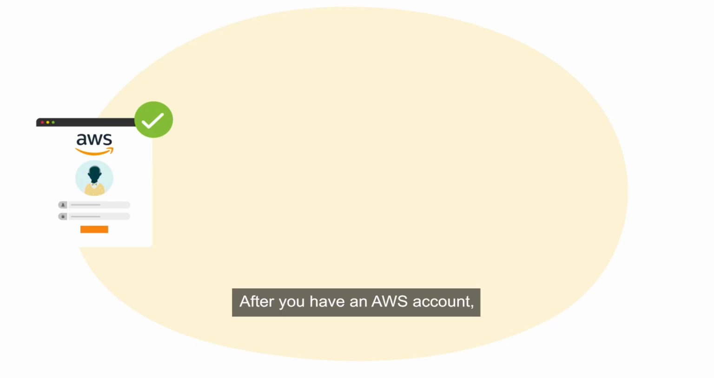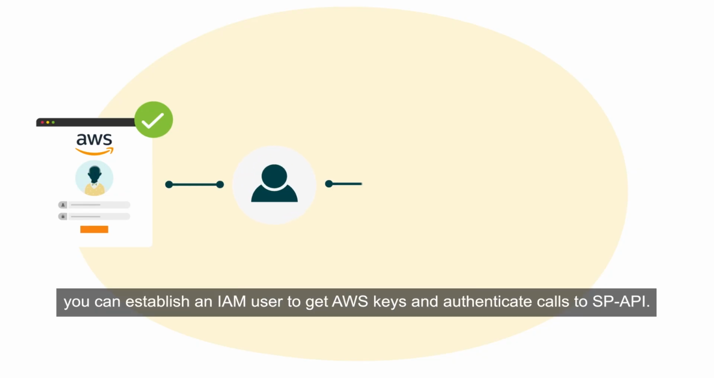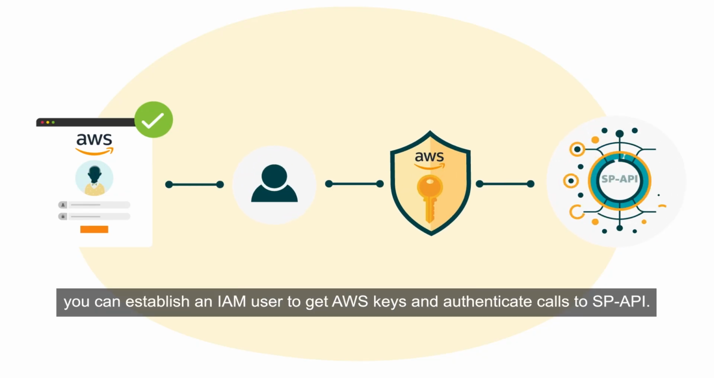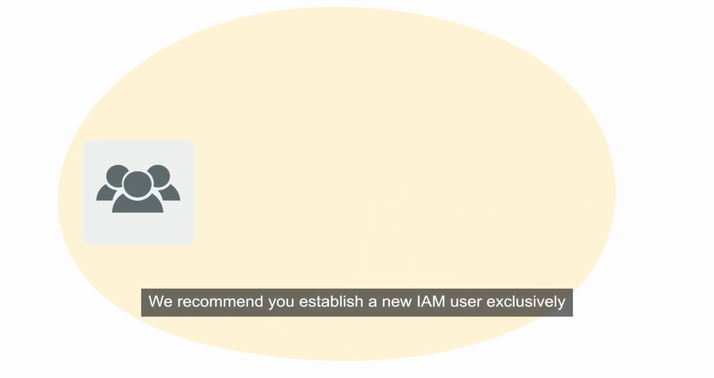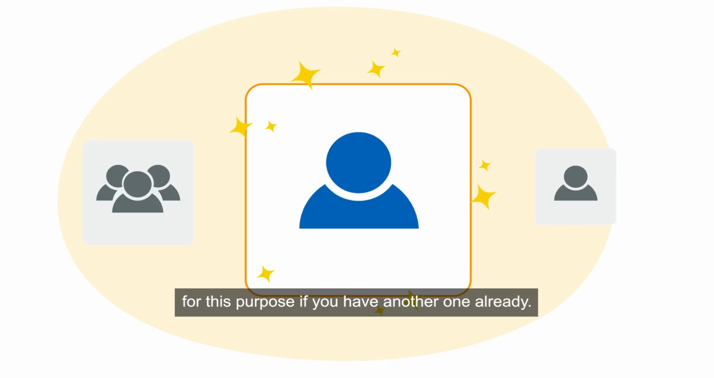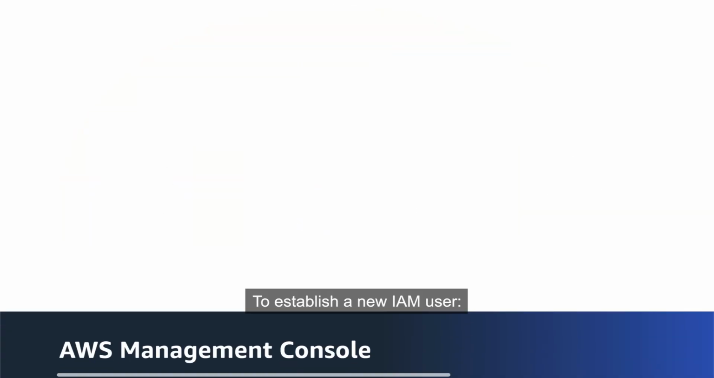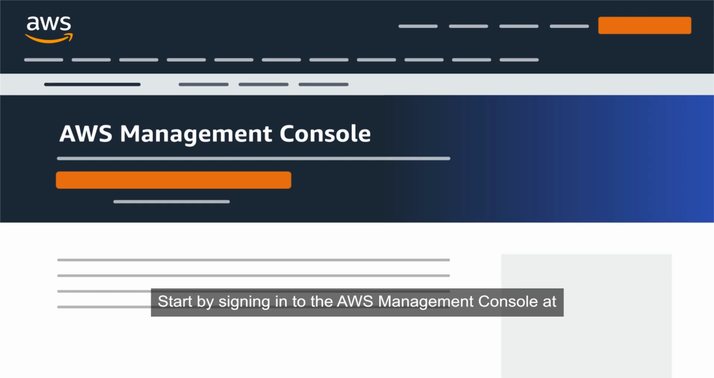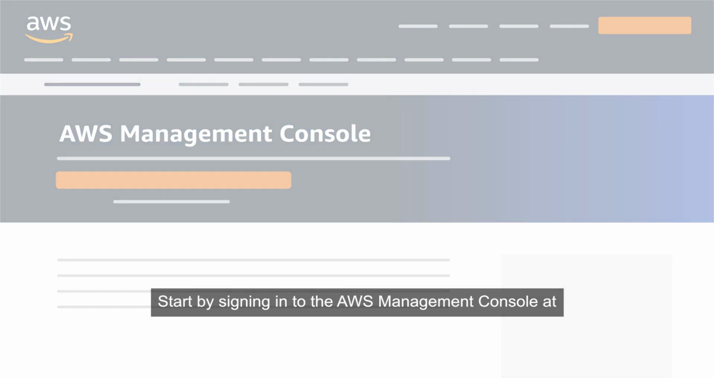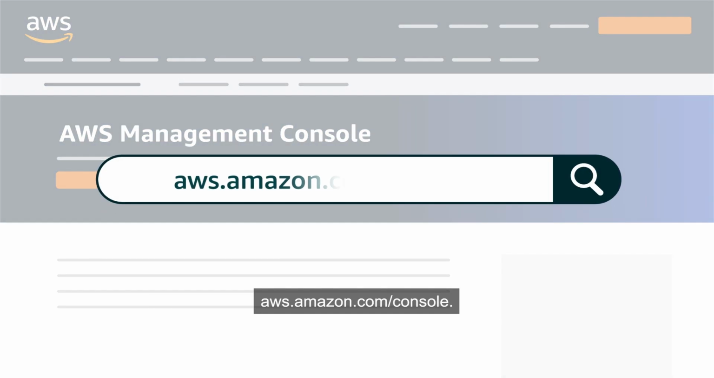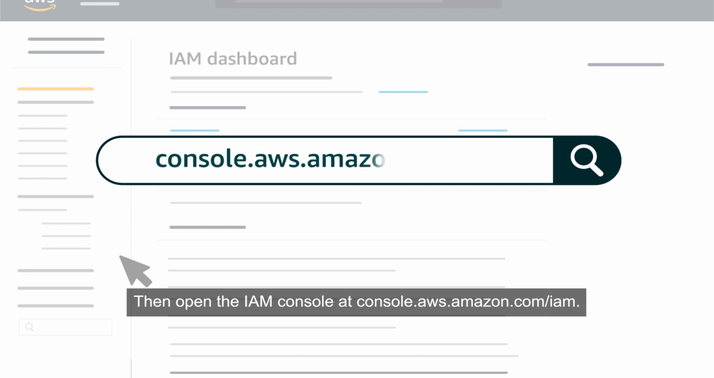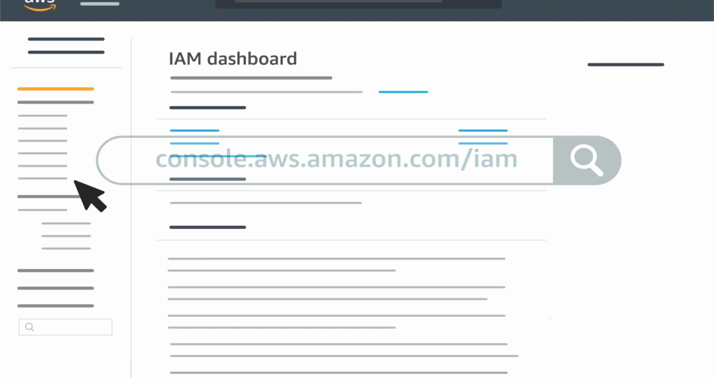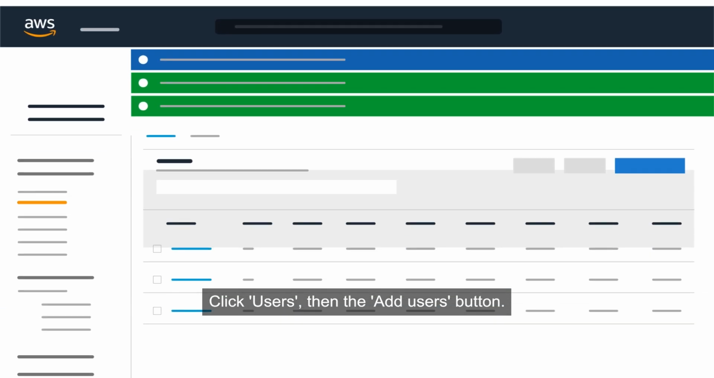After you have an AWS account, you can establish an IAM user to get AWS keys and authenticate calls to SP API. We recommend you establish a new IAM user exclusively for this purpose if you have another one already. To establish a new IAM user, start by signing in to the AWS Management Console at aws.amazon.com/console. Then open the IAM console at console.aws.amazon.com/IAM. Click Users, then the Add Users button.